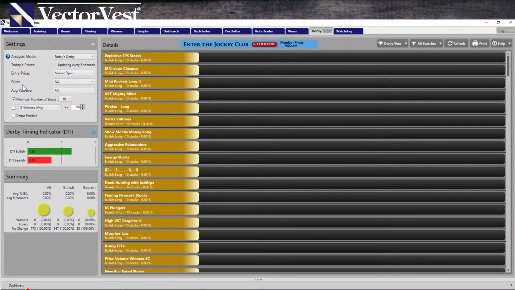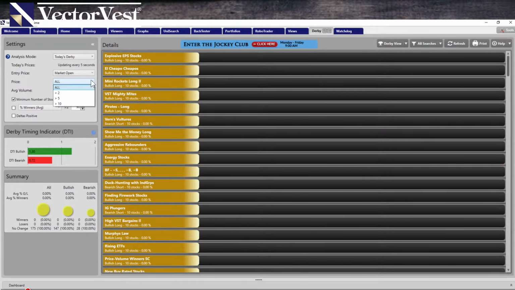Now, we can also look at different variations of price and volume on all of the stocks that are found within the searches. Price all means that every stock that's in every one of these searches has a price of at least $1. Average volume all means that every stock that's found in these searches has an average volume of over 100,000 shares. All right? So now if I look at that, I can see, based on price all, price greater than $1, average volume greater than 100,000 shares, what stocks will be moving.